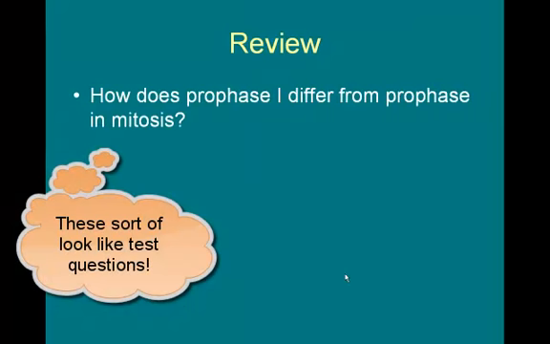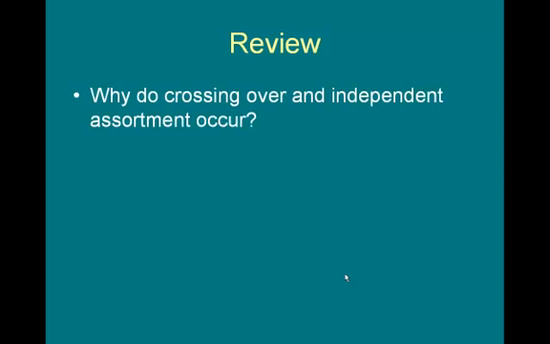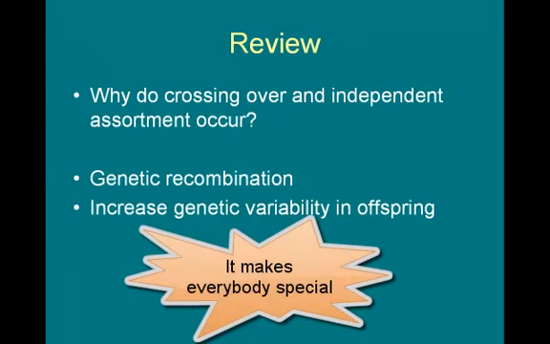Now, quick review before we go on to meiosis 2. How are prophase 1 and prophase of mitosis different? Well, in prophase 1, tetrads form and crossing over occurs. They don't happen during mitosis. Why do crossing over and independent assortment occur? Well, that's for genetic recombination, so that the offspring have genetic differences. Make everybody unique.